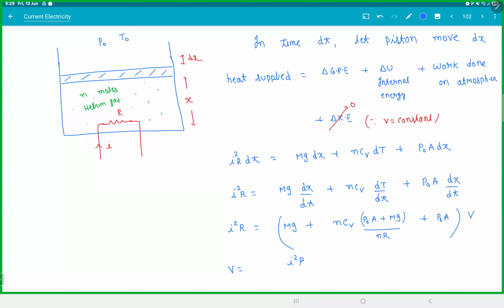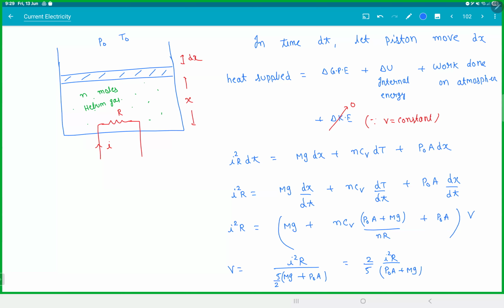You'll get an answer I square R by mg. What is Cv? n will cancel. Cv is 3R by 2, so that will be 3 by 2. So we get 5 by 2 mg plus P naught A. Yeah, perfect. So 2 by 5 I square R by P naught A plus mg.